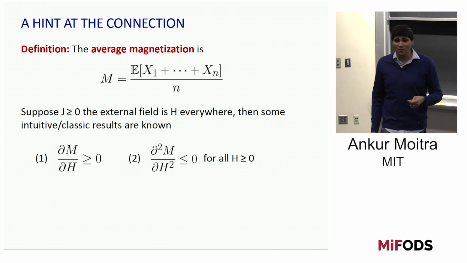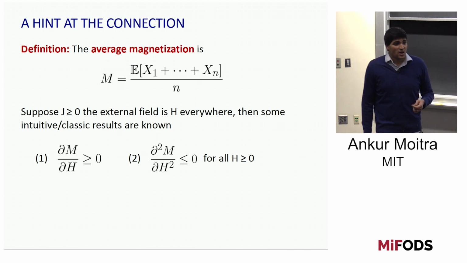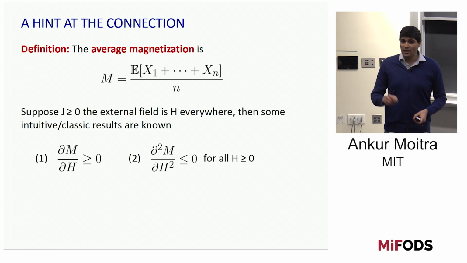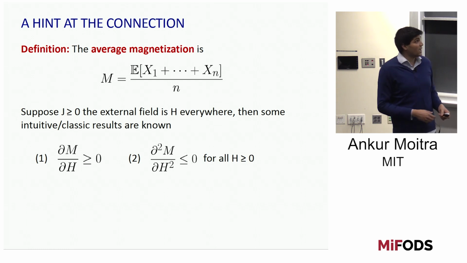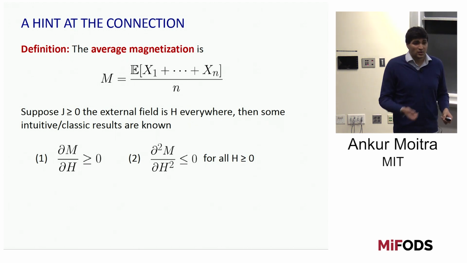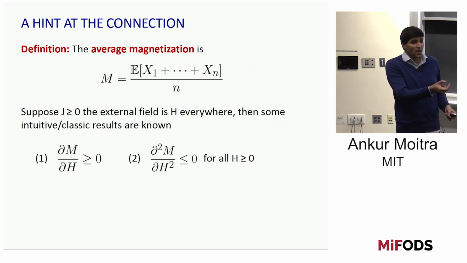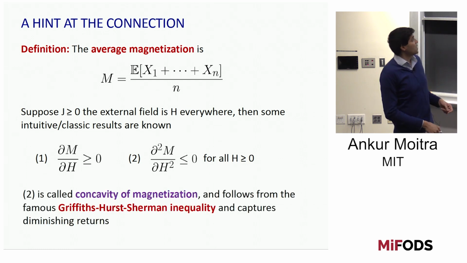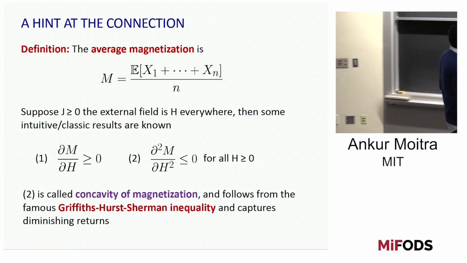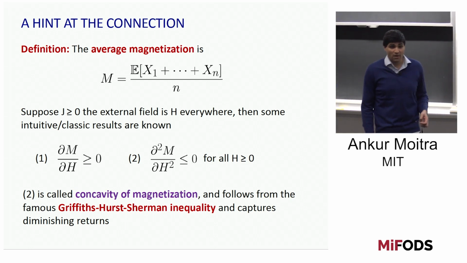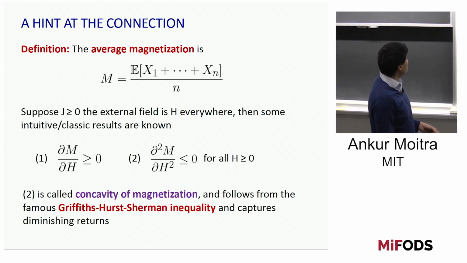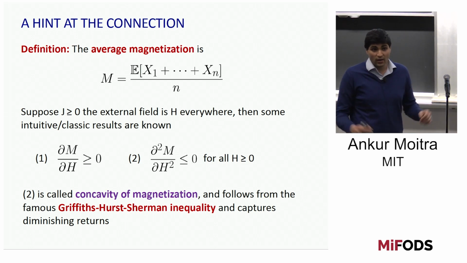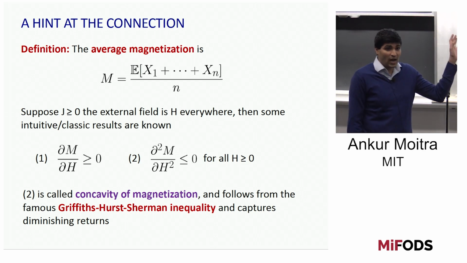This one is also intuitive, but is not so easy to prove. The average magnetization has a law of diminishing returns: if you look at the second derivative with respect to h, it is actually negative. So if you look at how much increasing h is going to bias the average magnetization, that's going to diminish as you continue to increase h. This is called the concavity of magnetization. It follows from a classic inequality in mathematical physics called the GHS inequality, which is stronger than the concavity of magnetization, but this is one of its main applications.